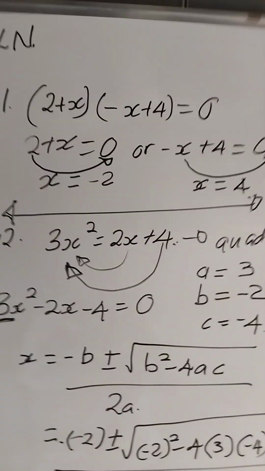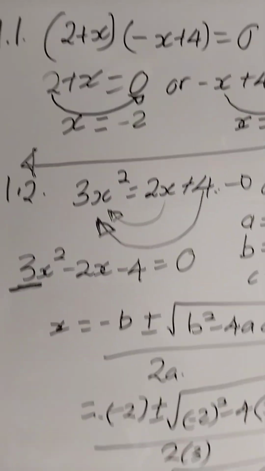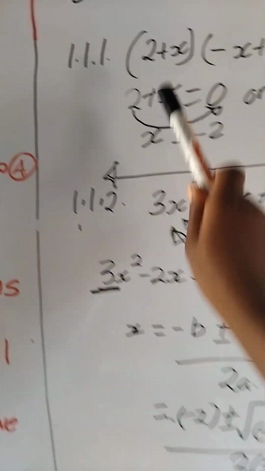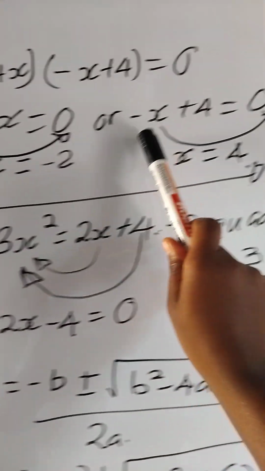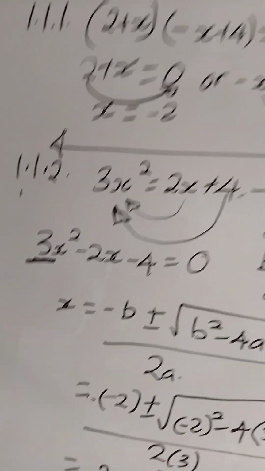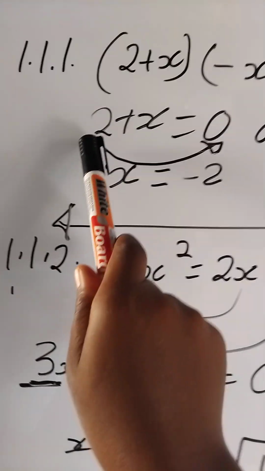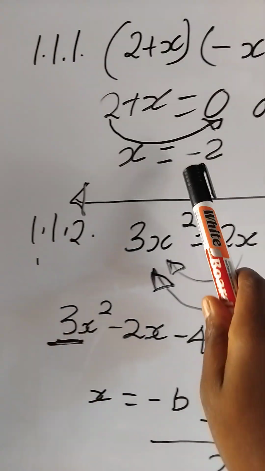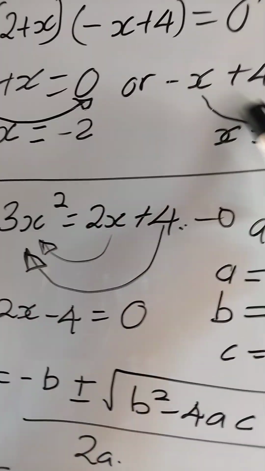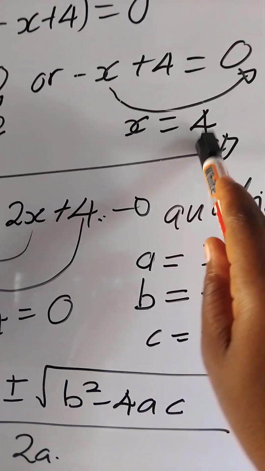So the first thing that you are going to do, you make these two factors equal to what? 0. So we have 2 + x = 0, or -x + 4 = 0. And then after that, you take this 2 to the other side. So after you take this 2 to the other side, it's going to be a negative 2. And then after you take this negative x to the other side, it's going to be a positive x. So your x will be equal to 4.